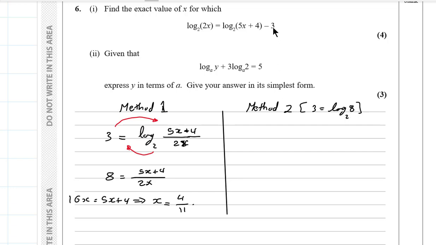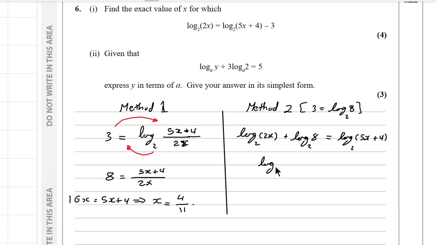This is our key here. So I will move negative 3 to the other side, but I will rewrite it as logarithm a to the base 2. So the equation will be logarithm 2x to the base 2 plus logarithm a to the base 2 equals logarithm 5x plus 4 for the same base.